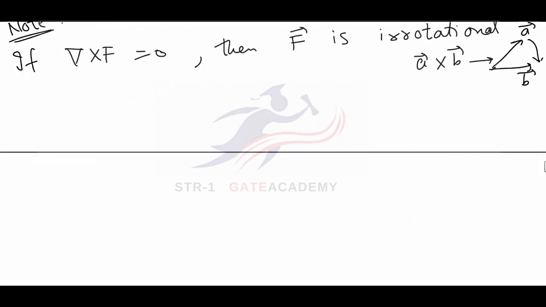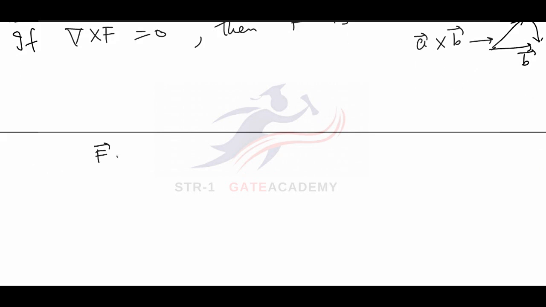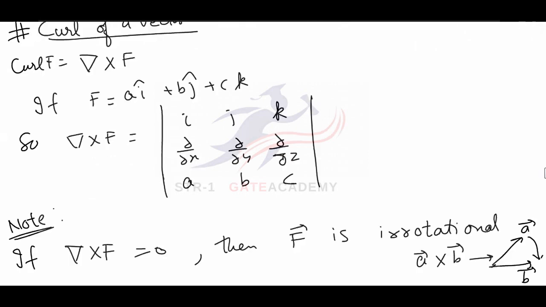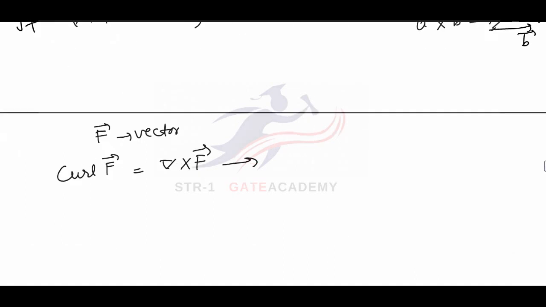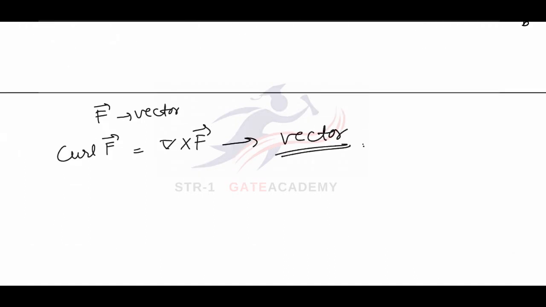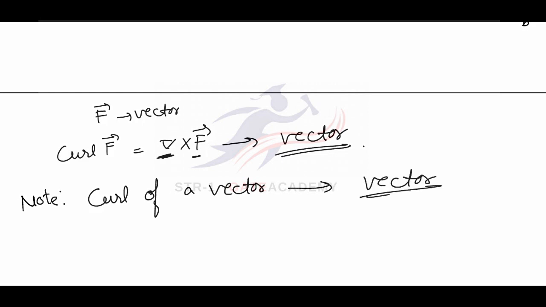One more thing. f is a vector. When I apply curl to this, curl of f, what did it give? Vector or a scalar? It will be a vector only, i, j, k cap. Yes, so it will give you a vector. Clear my point? So curl of a vector gives a vector only, while divergence of a vector gives a scalar. Important points. Clear?